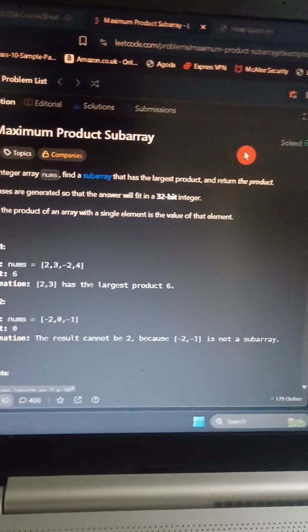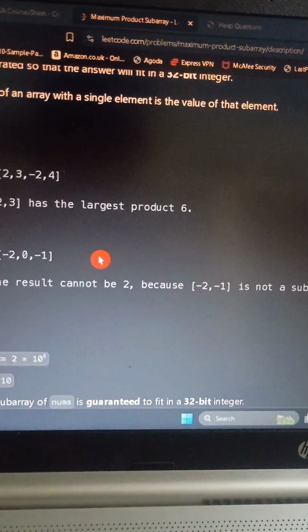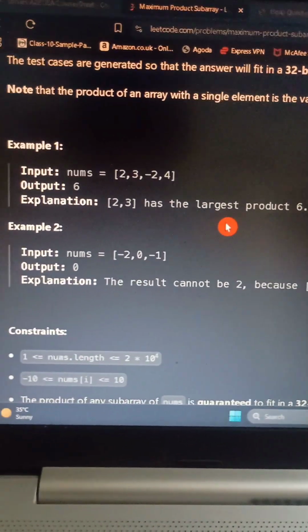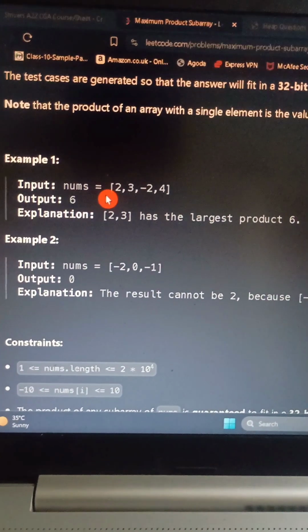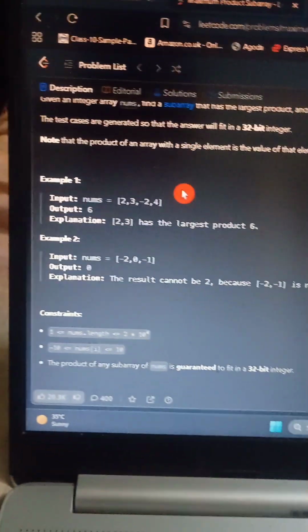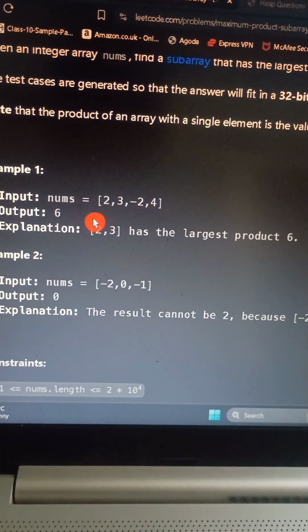If I explain it simply, this is very simple. It is a medium type of question, but it won't look like one. First of all, you can see the code, and you will get to know this is really simple if you think about it mathematically. So this is the array.